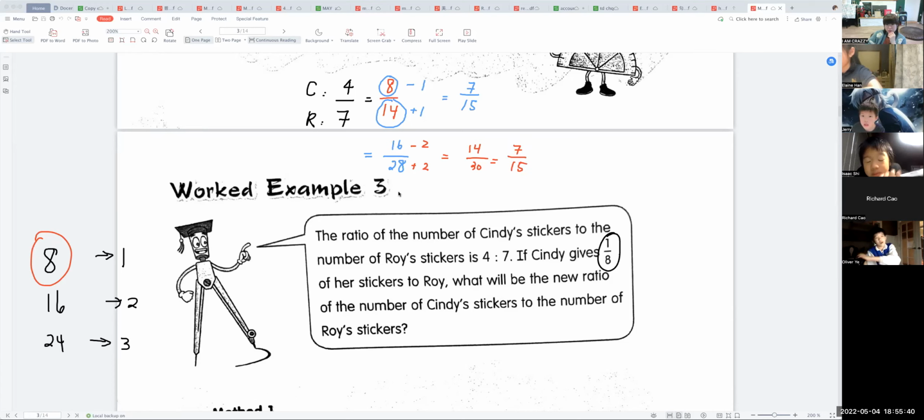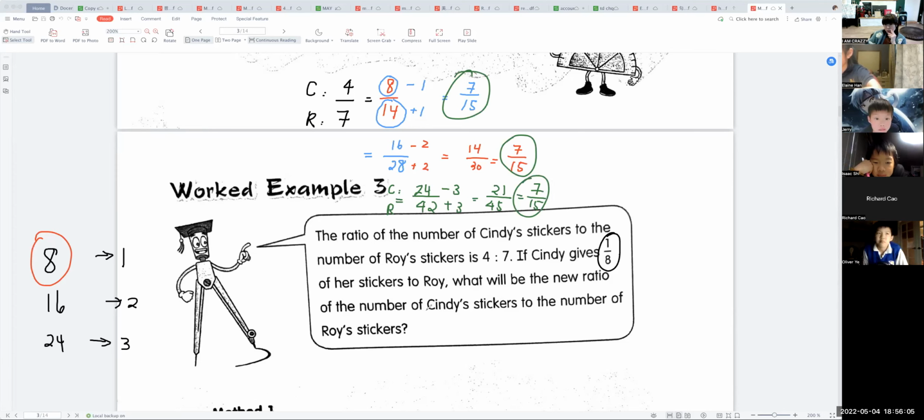Still another student said, I just don't believe it. I want to use 24 and 42. Yes, I can suppose Cindy has 24 and Roy has 42. 1/8 of 24 is 3 stickers. So you get 21/45, which is still 7/15.